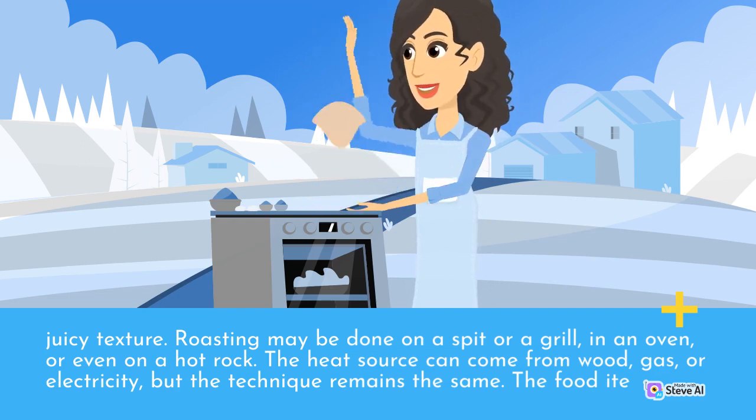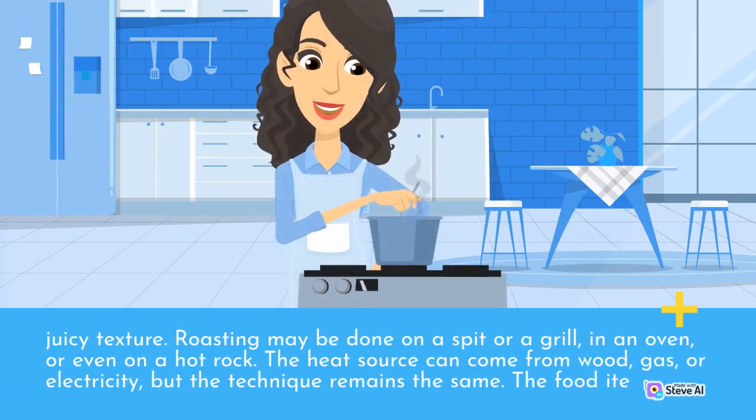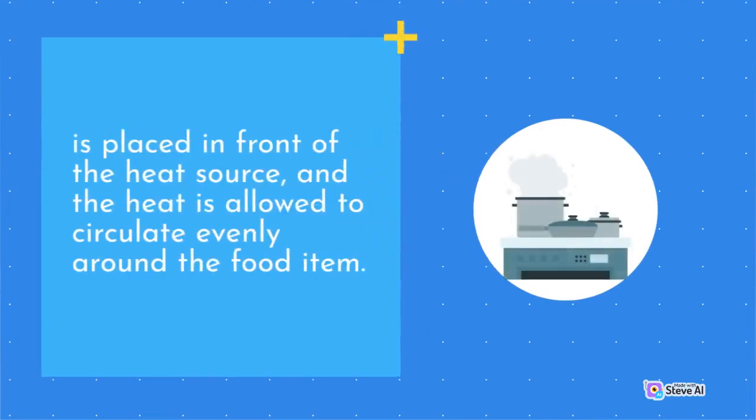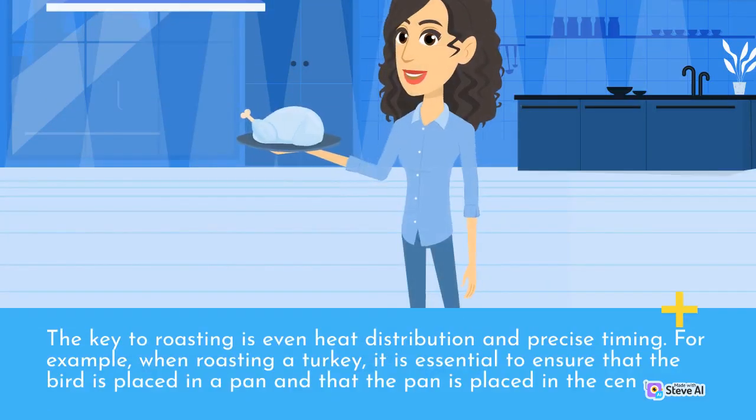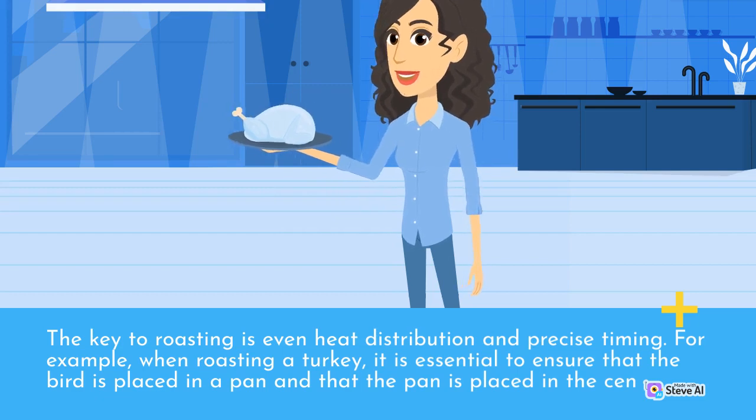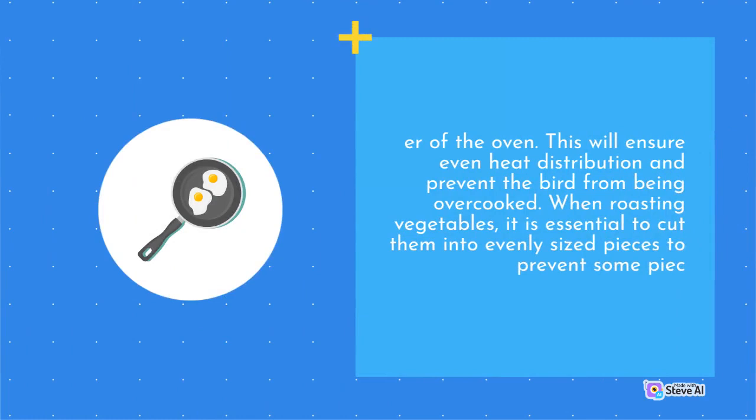The food item is placed in front of the heat source, and the heat is allowed to circulate evenly around the food item. The key to roasting is even heat distribution and precise timing. For example, when roasting a turkey, it is essential to ensure that the bird is placed in a pan and that the pan is placed in the center of the oven. This will ensure even heat distribution and prevent the bird from being overcooked.